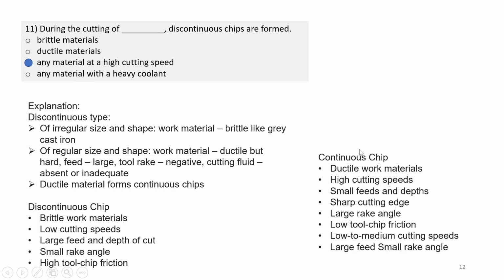In case of continuous chips, there will be the opposite of most of these: from brittle to ductile, low cutting speeds to high cutting speeds, and large feed and depth of cut to small feeds and depths. There will be a sharp cutting edge and a large rake angle, compared to the small rake angle in discontinuous chips, and low tool-chip friction.